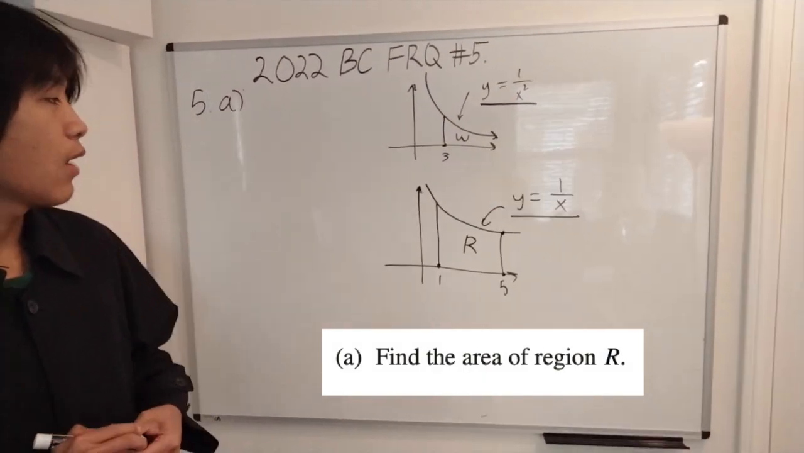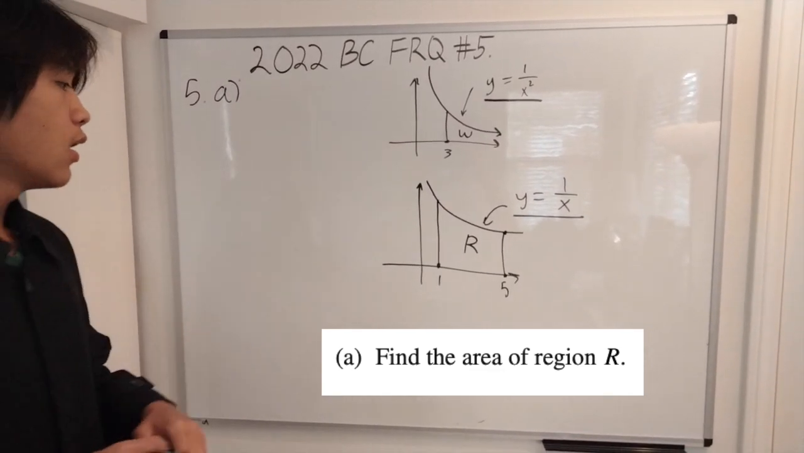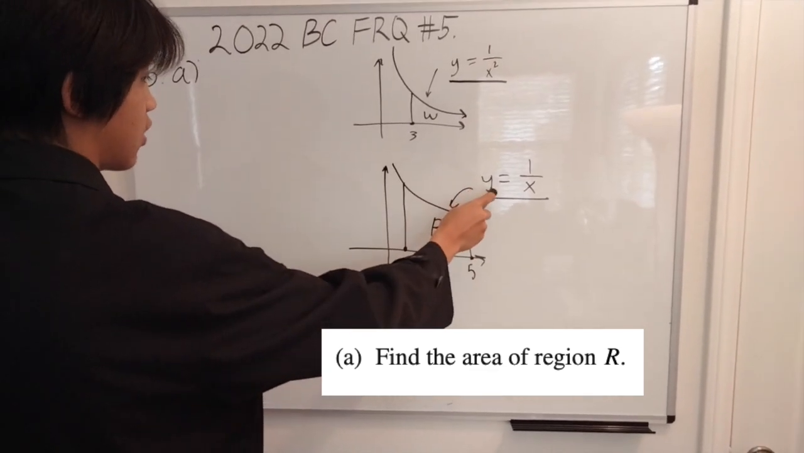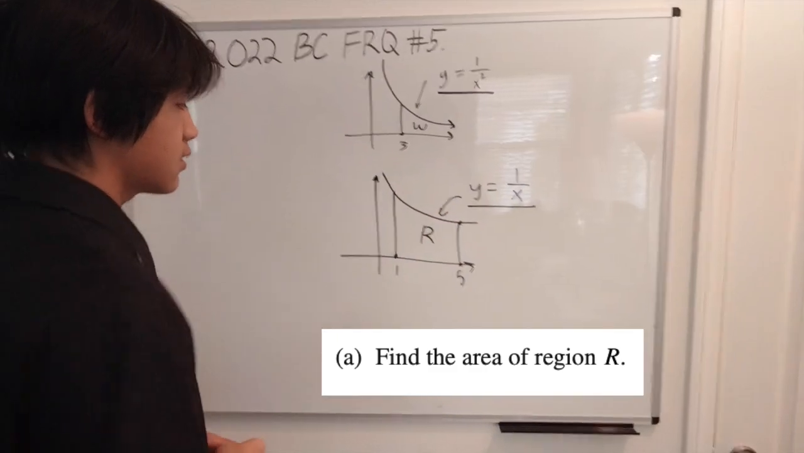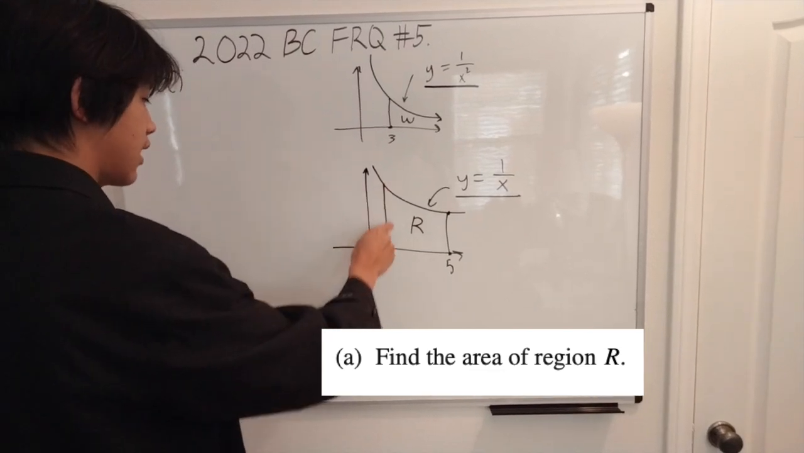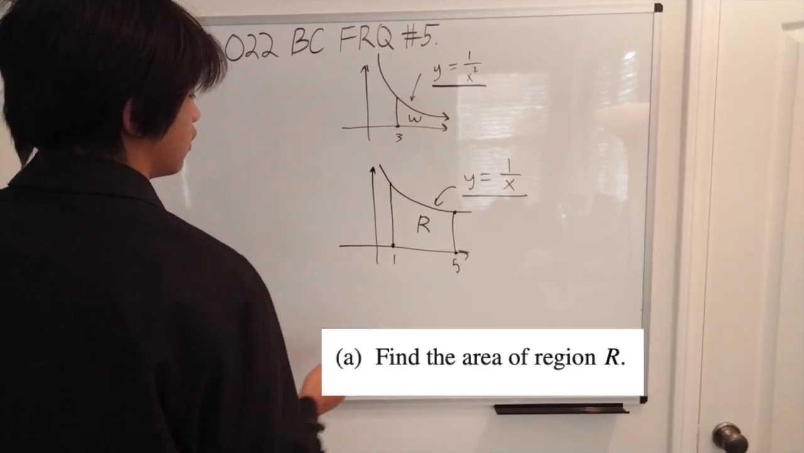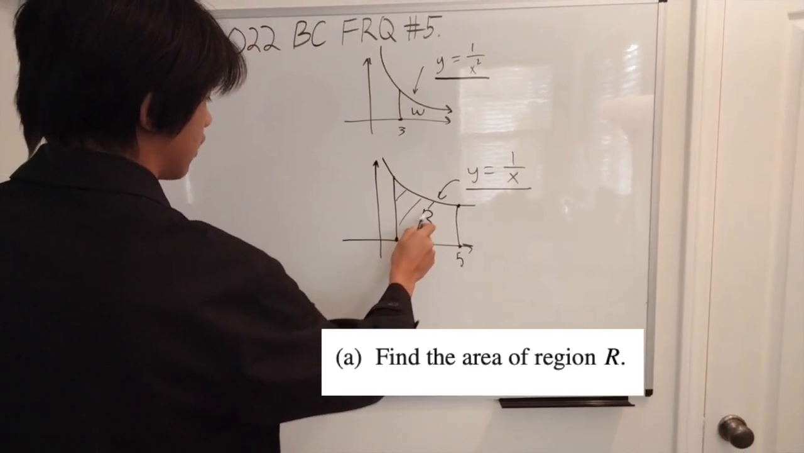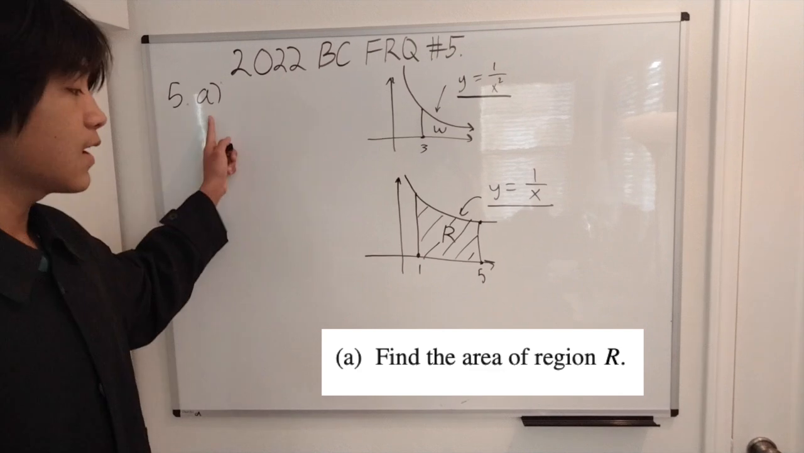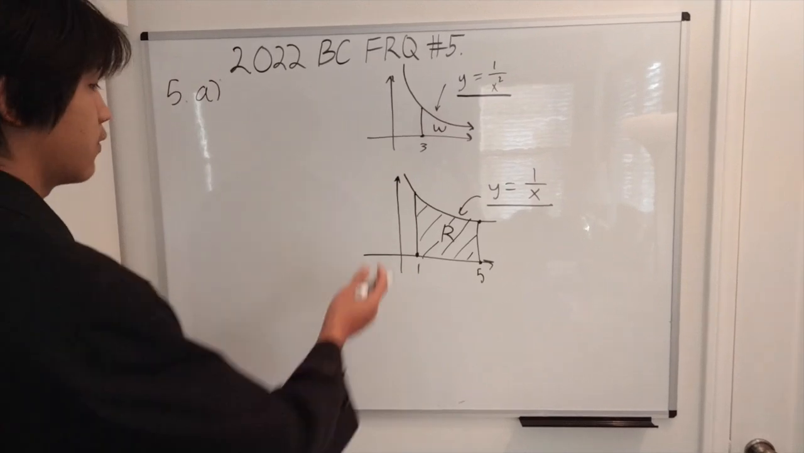We're given two graphs, but let's just focus on this graph for now because this is what we need. So, this graph, R is defined as the area bounded by this curve, y equals 1 over x, this curve right here. It's also bounded by two vertical lines, x equals 1, x equals 5, and it's bounded by the x-axis. So R is equal to this area. So 5a just asks us to find what R is. So let's see how we can find that.